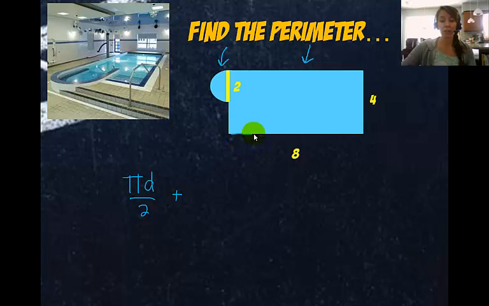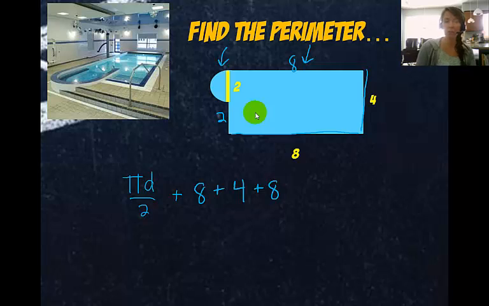Well, we know that this is 8. We know that this is 4. This would be 8. And since this distance is 2 right here, and the whole other side is 4, this has to also be 2. So sometimes you have to look at the opposite side of a shape to kind of fill in the gaps on the other side.